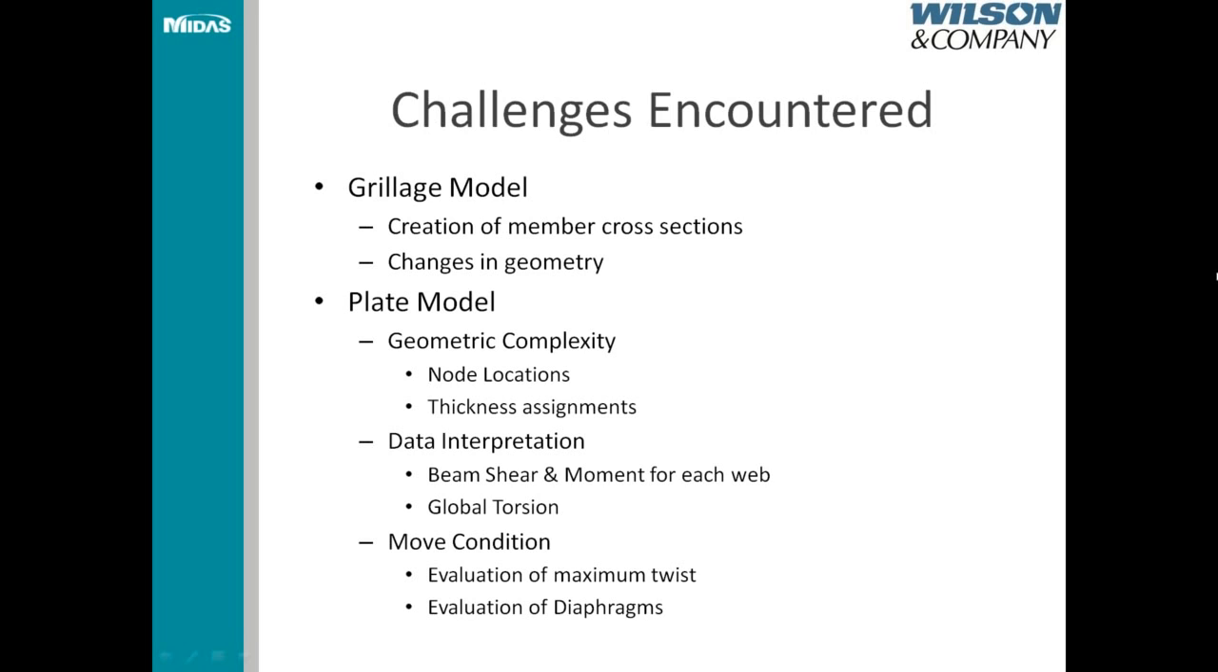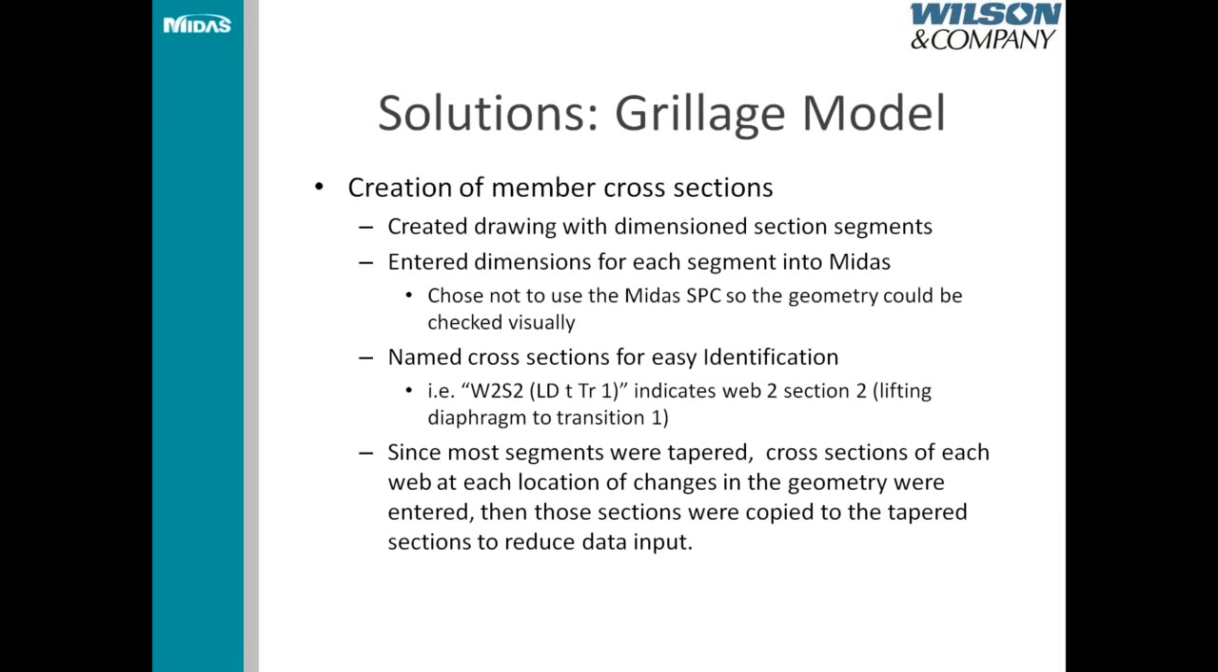Data interpretation required much more effort than with the grillage model. The beam, shear, and moment for each web were not direct outputs from this model. I'll show you later how I put that all together. Global torsion as well, same kind of thing. And then for the move condition, I had to determine how to evaluate that, looking at the maximum twist and the effect on the bridge as a whole and on the diaphragms.